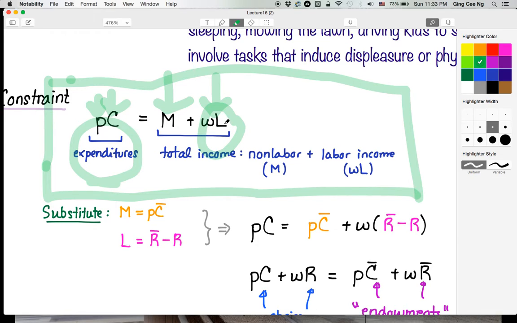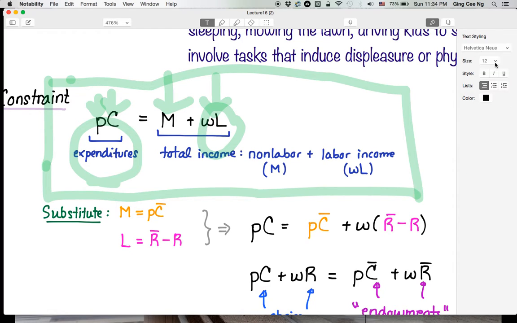Because W times L, let's say you work 8 hours, you get a wage rate of 10, that's $80 that you're getting in earnings. And you can add your 80 bucks to, let's say, your $100 of income that you got exogenously. Well, then that's a total of $180. And your total expenditures on consumption goods cannot exceed $180. Let me just write down that example that I gave.